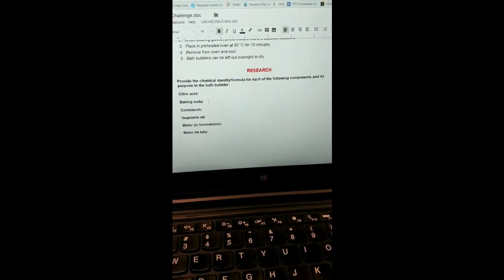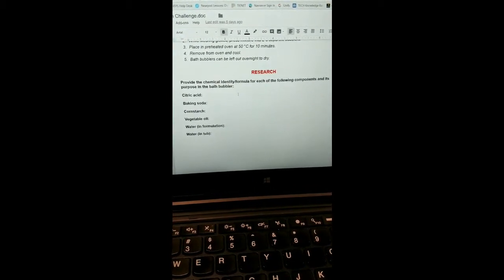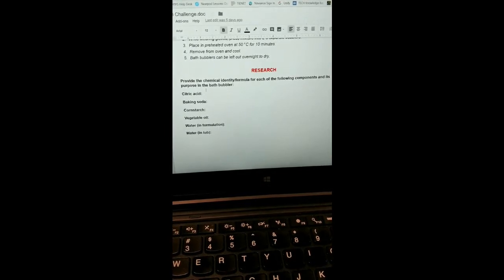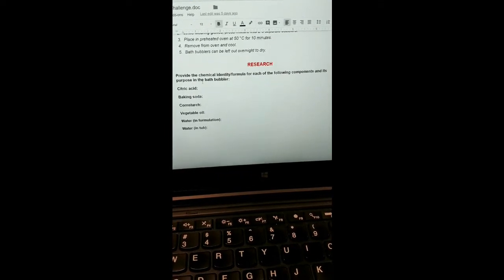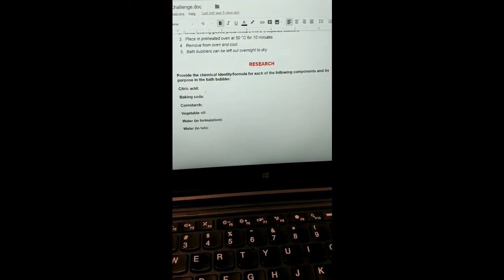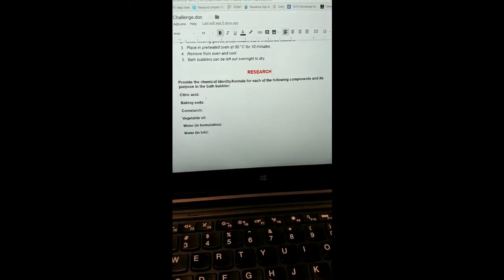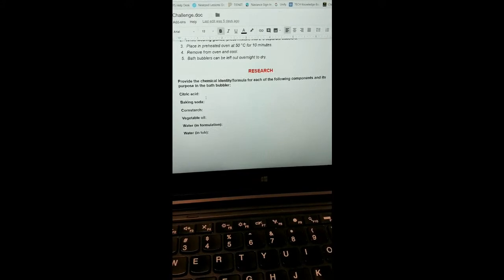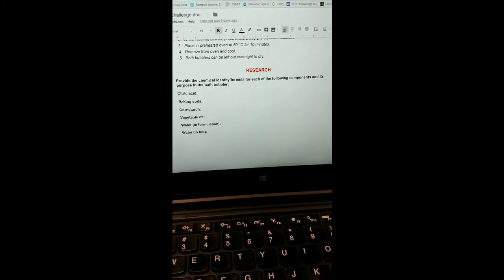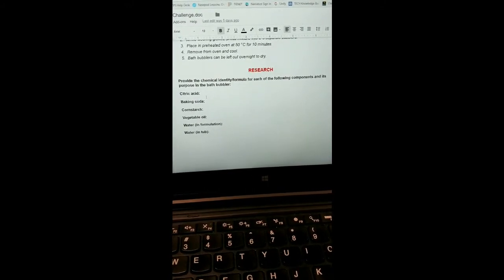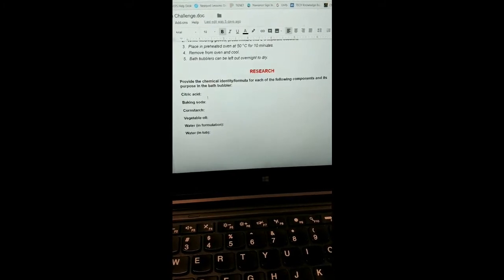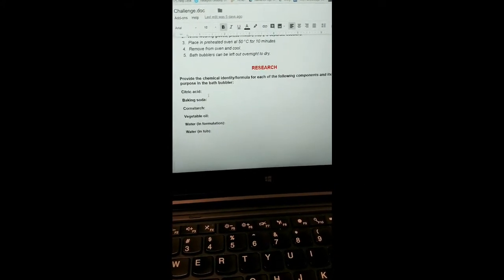When we get down here towards the research, it's very simple, as I mentioned in my last video. Here they have to provide the identity or formula and then write its purpose in the bath bubbler. That was used to get the students started on their engineering design challenge and ultimately help them to conduct research and identify the problems, the criteria, and the constraints.